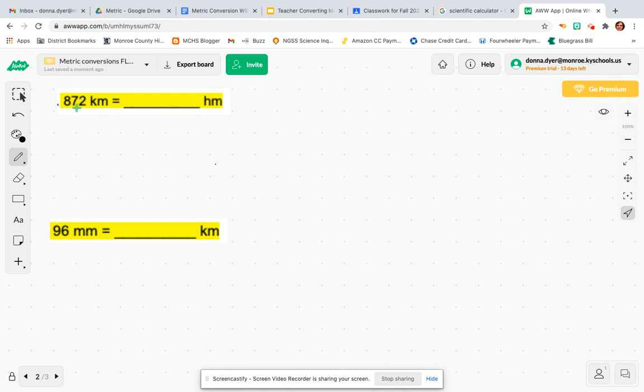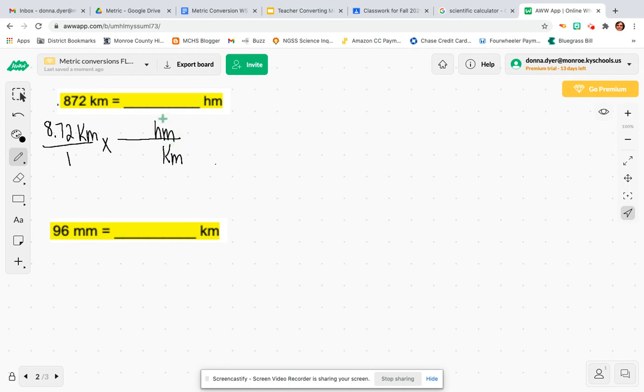So we've got 872 kilometers is equal to how many hectometers? So let's go ahead and write down our given and put it over 1. You always start the same way. 872 kilometers over 1. Again, I took what I was given and put it over 1. Now I want to cancel out kilometers, so where does it go? On the bottom. What do I want to change to? Hectometers, it goes on the top. Okay, so now I'm ready for numbers.